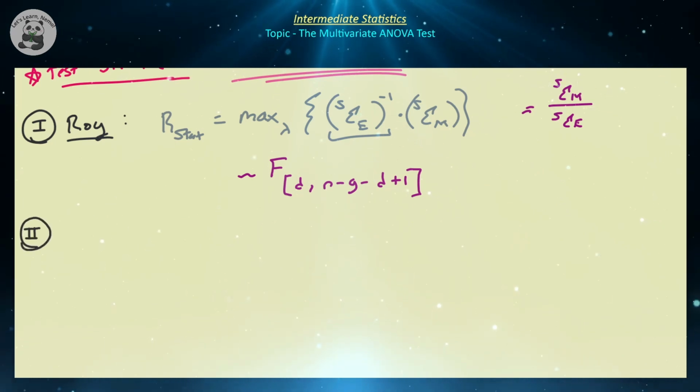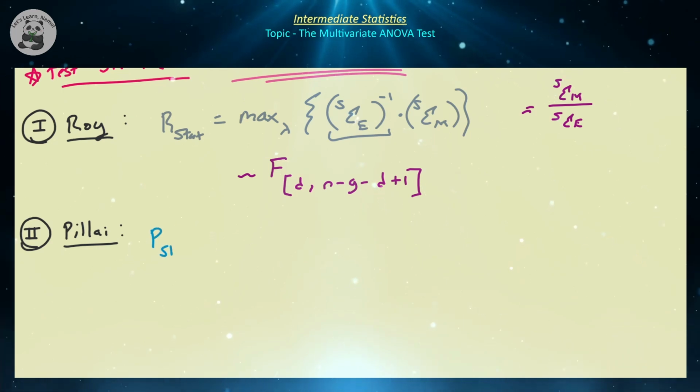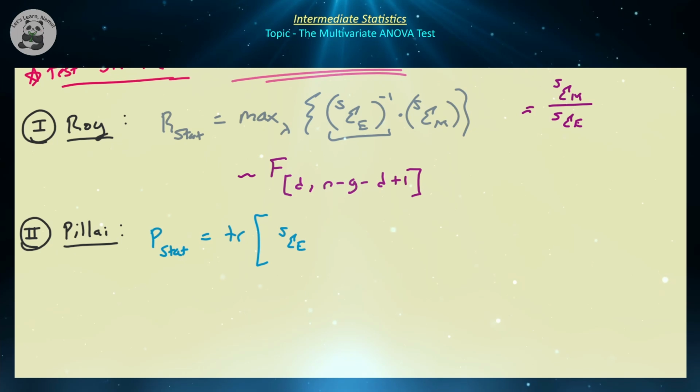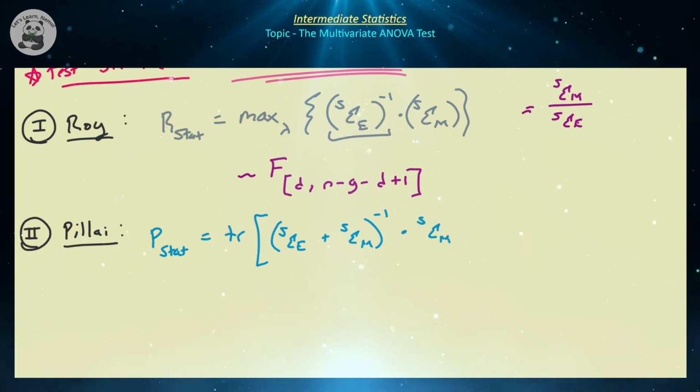So the second test statistic that can be used is called the Pillai test statistic. So P-I-L-L-A-I. So the Pillai test statistic, which I'm going to be denoting as P-stat. So P-stat is going to be defined as the trace, so the sum of the diagonal entries, of the matrix S sigma E plus S sigma M, so the sum of those two matrices inverted, multiplied by the matrix S sigma M. Some people will also call this the Pillai trace test statistic.